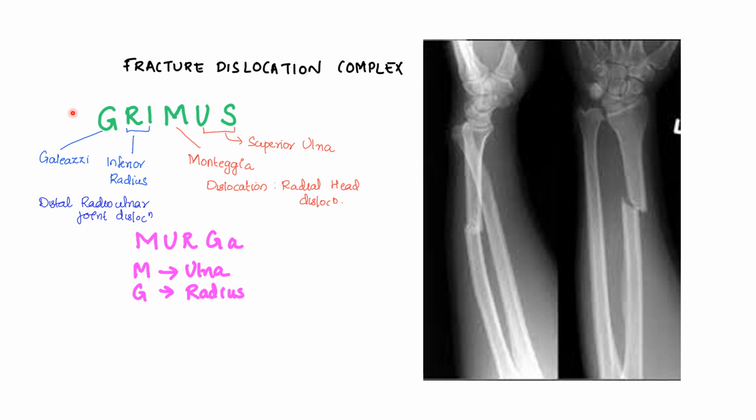We have to learn about Galeazzi fracture and Monteggia fracture, and there is a fracture dislocation complex. In Galeazzi fracture, we have inferior radius fracture and radio-ulnar joint dislocation. In Monteggia fracture, we have superior ulnar fracture and radial head dislocation.